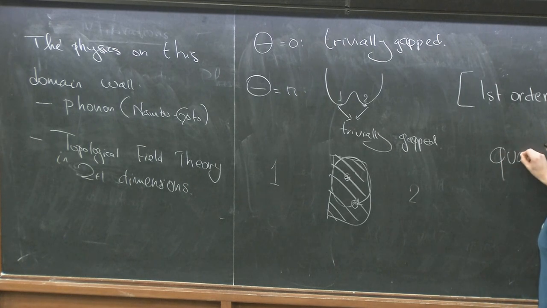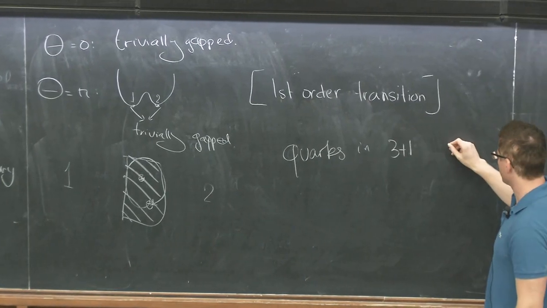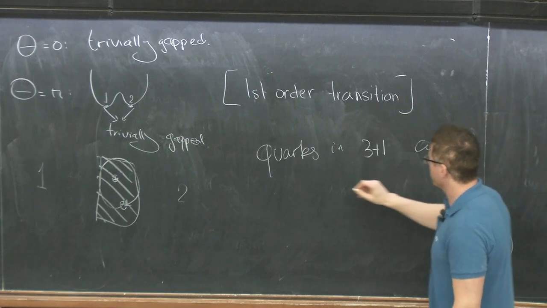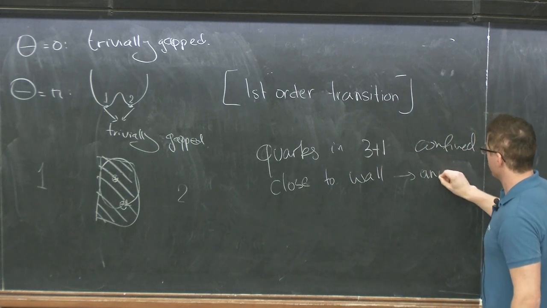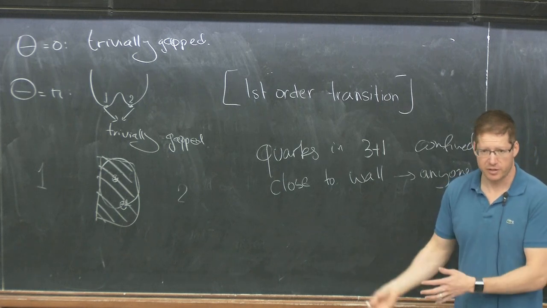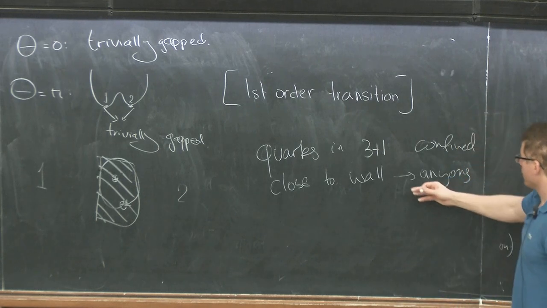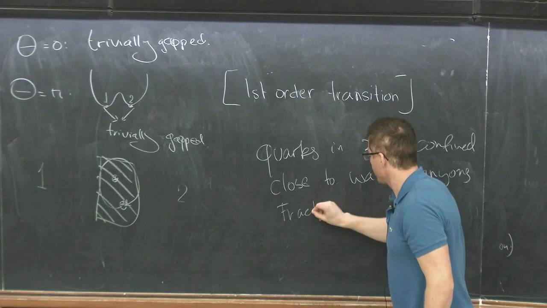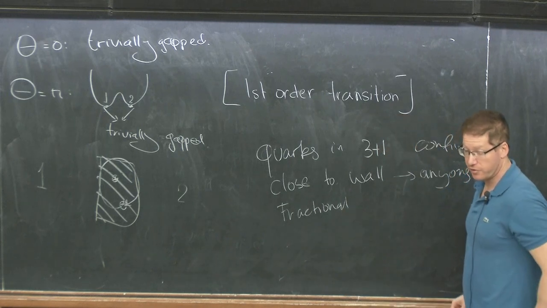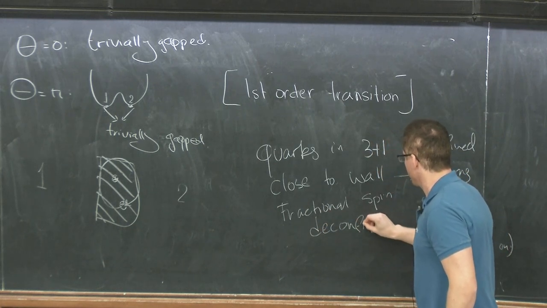When you take a quark in 3+1 dimensions, it's confined, so you can never observe a quark in isolation. But when you bring them close to the wall, they become anyons. So even though quarks start their life as objects with a spin which is integer or half-integer, depending on whether your quarks are scalars or fermions, like in the universe, when you bring them close to the wall, they acquire fractional spin. They behave like anyons, and they deconfine, so you can observe them in isolation.